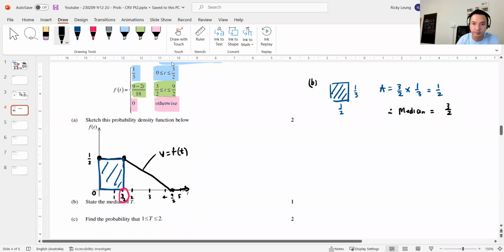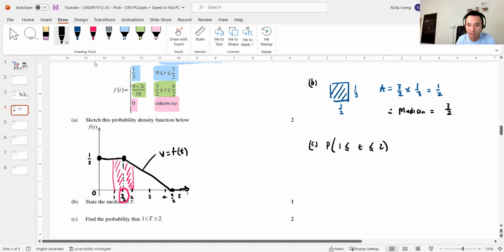Find the probability. So part C, find the probability that 1 is less than or equal to t, which is less than or equal to 2, right? So basically, this is, once again, dealing with area, because area is really nice. Now, this one here, I'll delete the blue for now. This is asking me, can I please find the area between 1 and 2? So I'm not going to use any sort of fancy integration. I'm just going to find the area of that rectangle and the area of that trapezium.